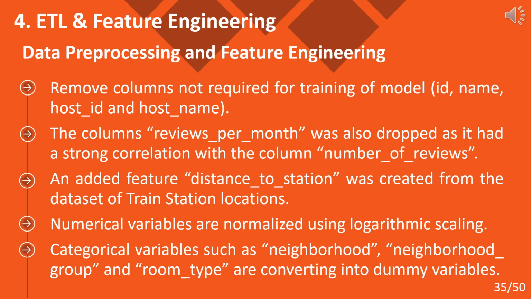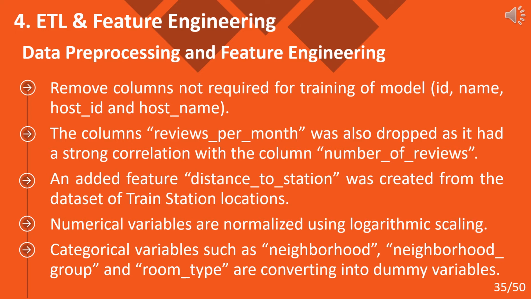Data pre-processing and feature engineering. Summarizing our work up to this point, we proceeded to the following actions. We have removed columns not required for training of the model: ID, name, host ID, and host name. The column reviews per month was also dropped as it had a strong correlation with the column number of reviews. An added feature, distance to station, was created from the data set of train station locations.